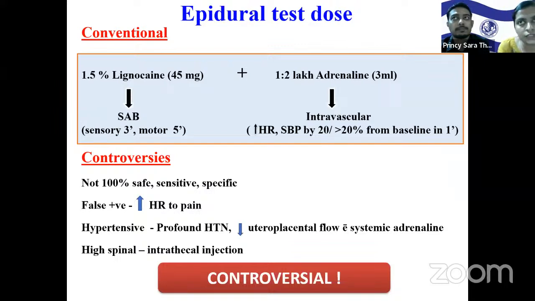Another thing is, while we are administering adrenaline intravascularly, it can cause vasoconstriction of the uterine vessels, which can lead to a decrease in the placental circulation. It also relaxes the uterus and slows down the labor. In case of a patient with PIH, intravascular adrenaline can cause profound hypertension. In case of testing for intrathecal placement, a high concentration of local anesthetic can cause high motor block.